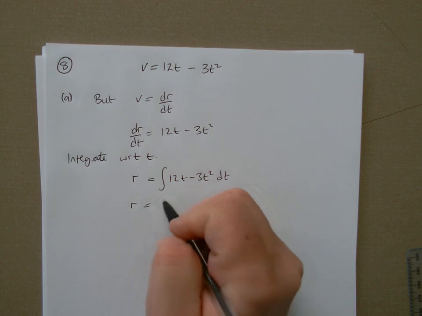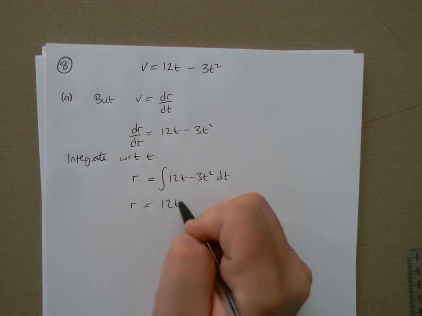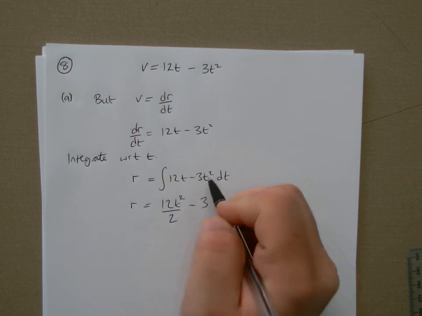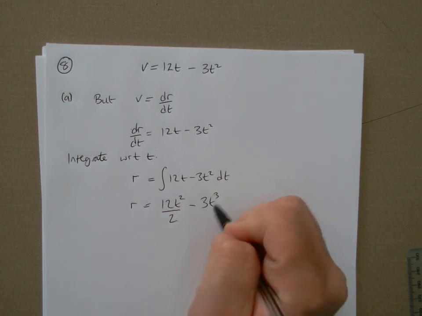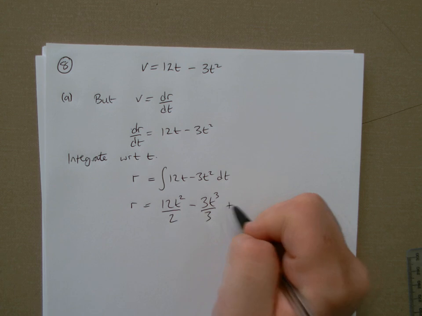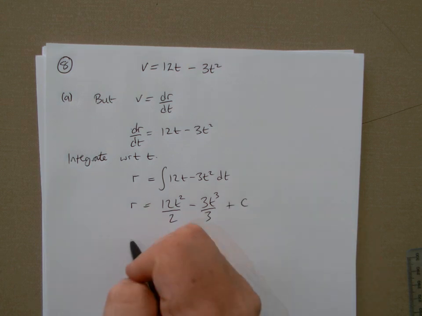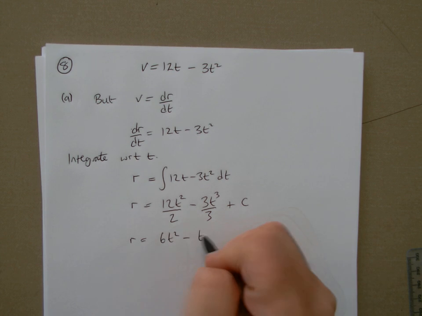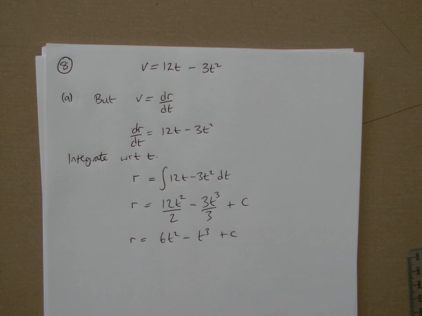So when I integrate this, remember you add one to the power, so it becomes 2, divide by 2. You add one here to the power, so it becomes 3, divide by 3, plus then a constant. So this becomes 6t squared, that just becomes t cubed, plus c. We've got to have a constant when we integrate, and there's no limit. However, we can actually work out the constant because it gives us a condition.